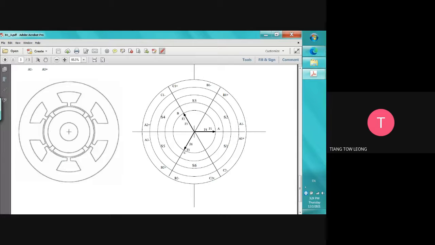Okay, first of all, how to determine 6 slot? Slot 1, 2, 3, 4, 5, 6 slot. So 6 slot. How many pole? 1 pole, 2 pole, 3 pole, 4 pole. So this is a 6-slot 4-pole machine.